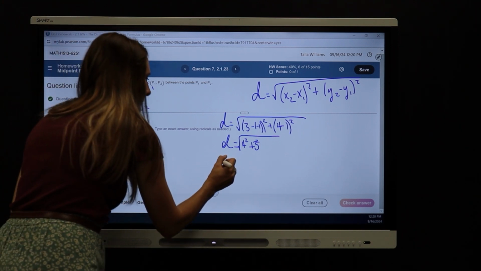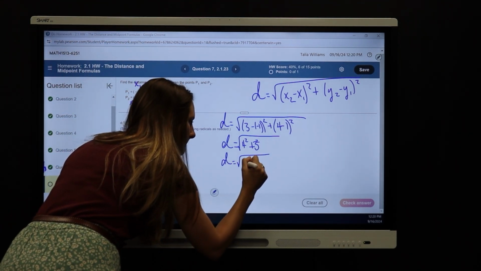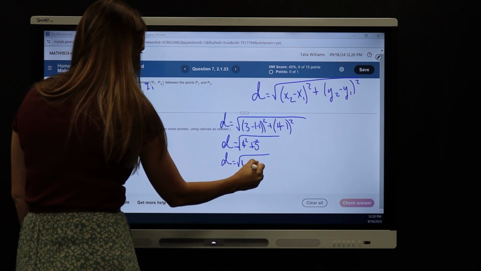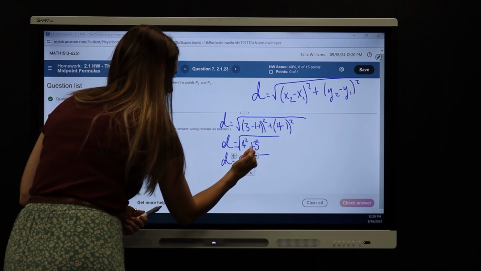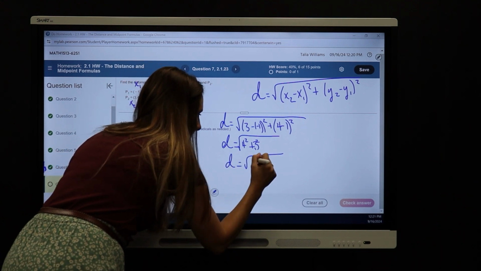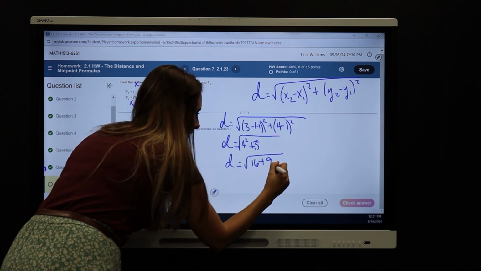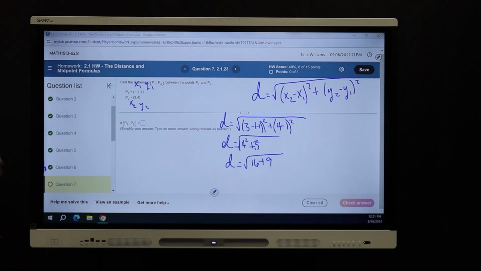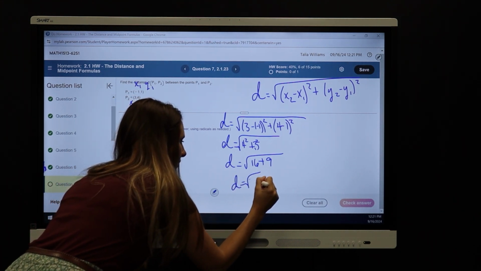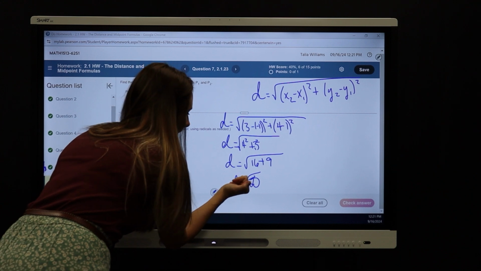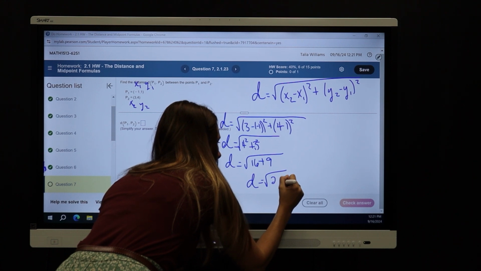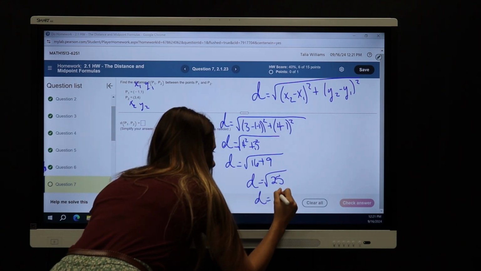4 squared, 16. And 3 squared is 9. So 16 plus 9 is 25. So distance equals the square root of 25. So D is 5.